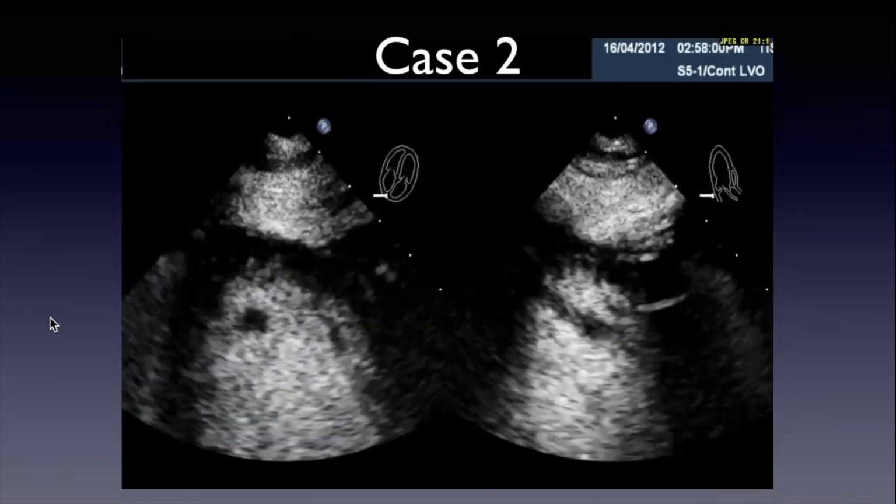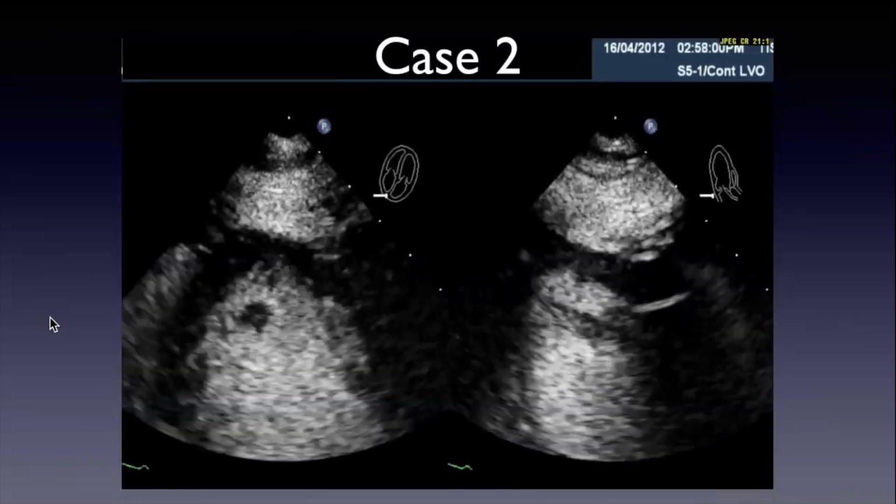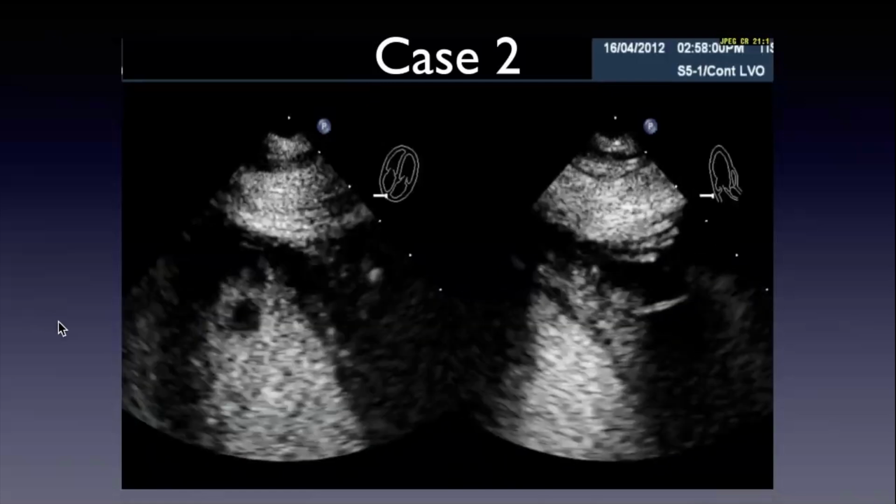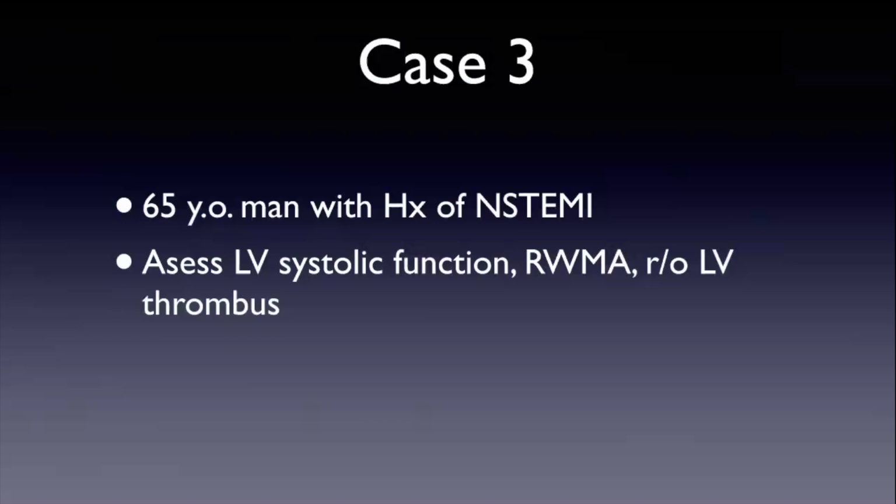I think a lot of times we'll defer to CT, but echo has to step up and make the call, right? And contrast allows us to do that. So, okay, all right, we're moving along.